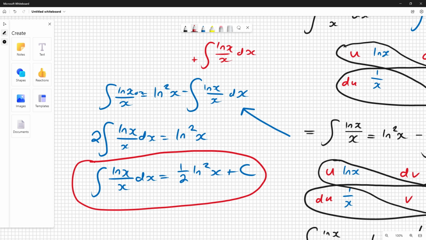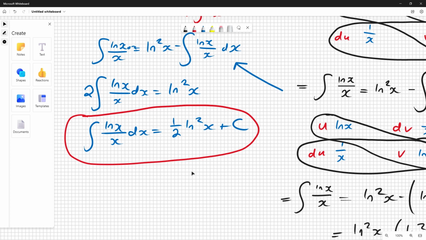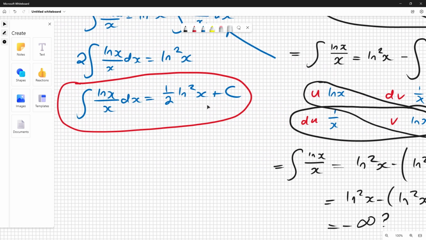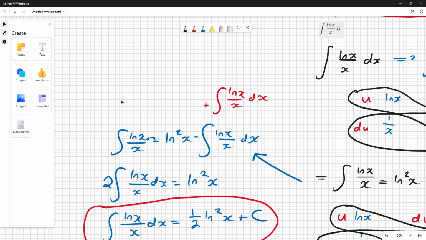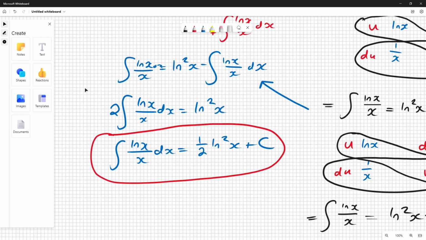And if you check it on any sort of integrating calculator, you will get this as the result. This trick you can actually use in another integration by parts that I will do in a later video.